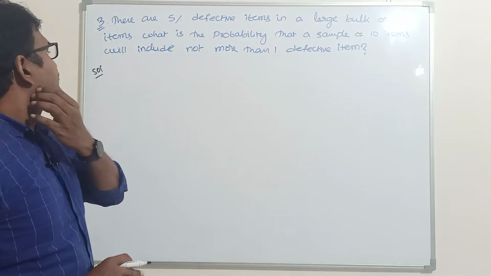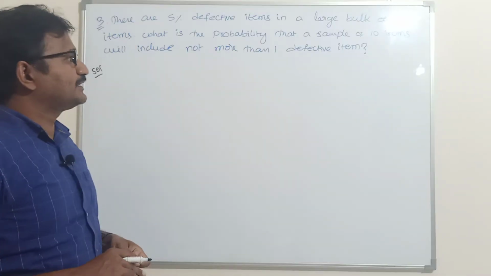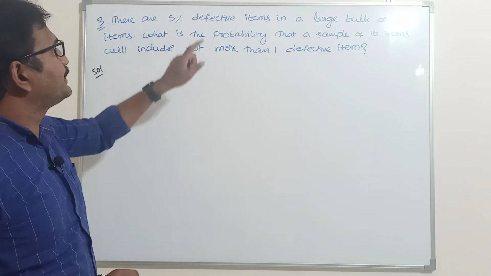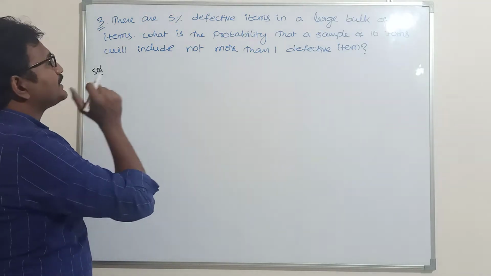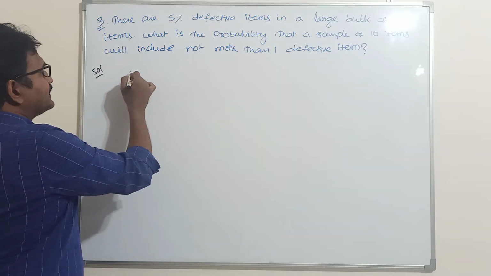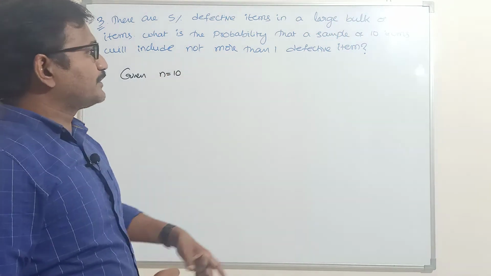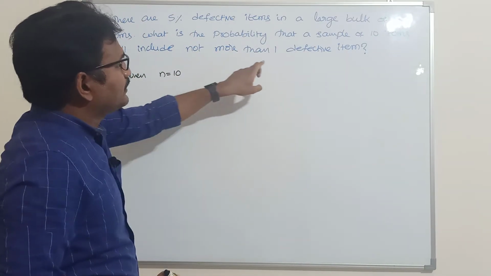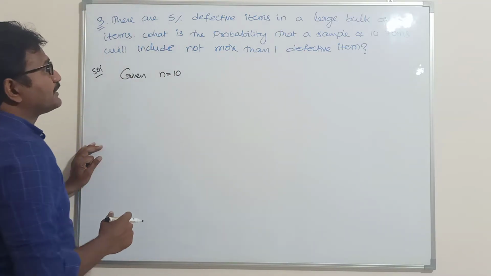Next problem. There are 5% defective items in a large bulk of items. What is the probability that a sample of 10 items will include not more than one defective item? So there are 5% defective items in a large bulk of items. A sample of 10 items means the given n value is equal to 10. So we are picking 10 items. Next, not more than one defective item.